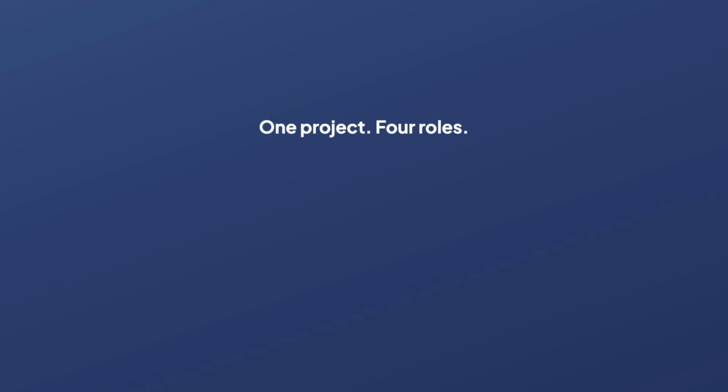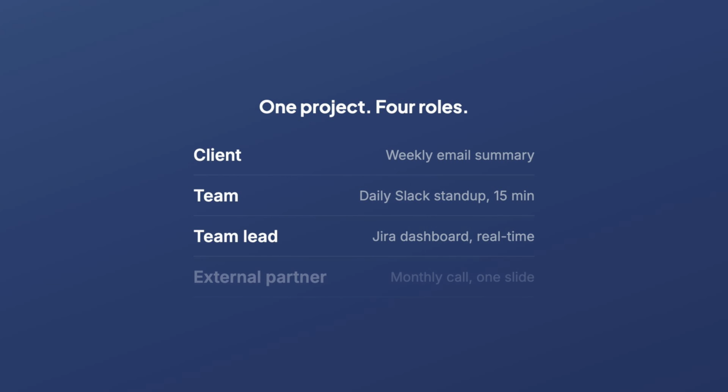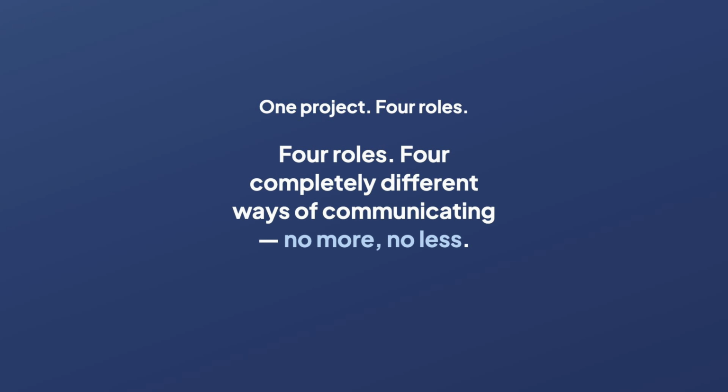Take a typical IT project running in sprints. The client gets a weekly summary by email. What's done, what's at risk, what's next. The team has a daily Slack stand-up. 15 minutes, no formalities. The team lead gets access to a Jira dashboard, so they can see task status in real time, without having to ask you. The external partner, who only gets involved once a month, gets a short call with 1 slide. Same project, 4 completely different ways of communicating, and everyone gets exactly what they need.